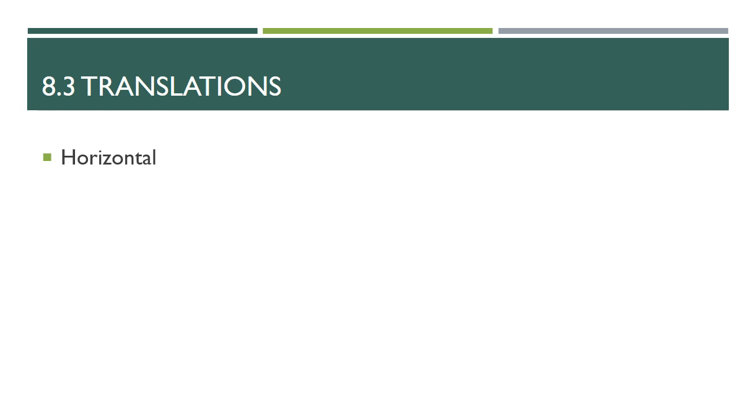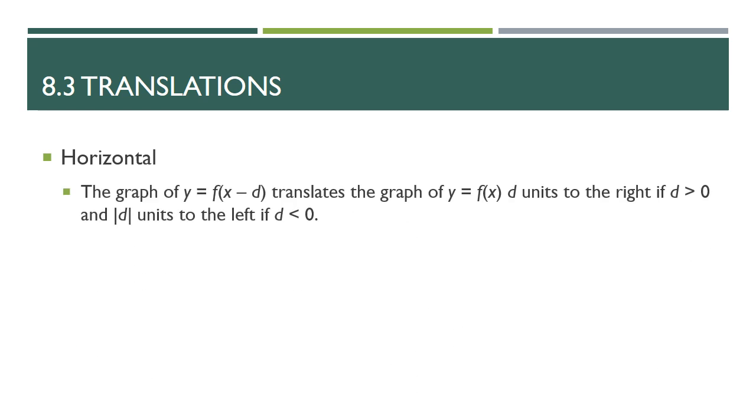Now we can also translate these graphs. A horizontal translation, the graph of y equals f of x minus d, translates the graph d units to the right if d is greater than 0 and d units to the left if d is less than 0. This is actually following the same pattern we've been doing.